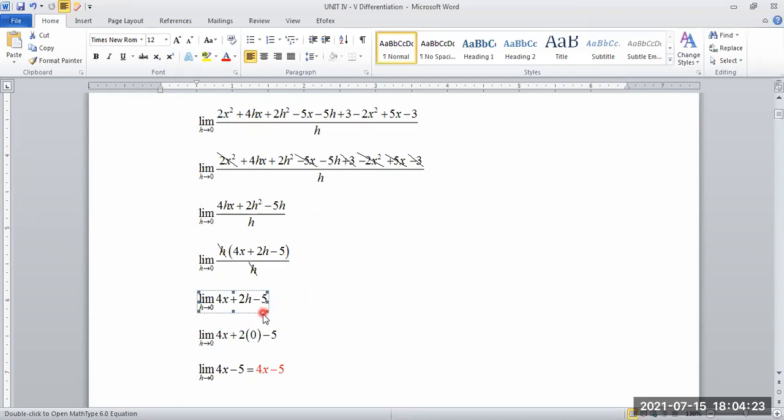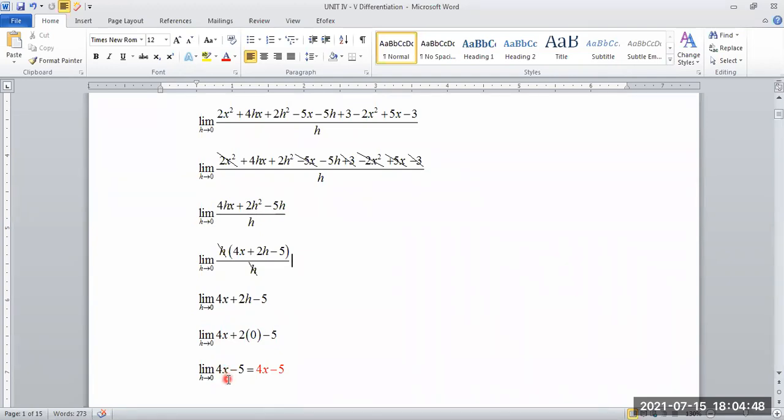All right. So now what you're going to have is, as h tends to 0, anywhere in the function you see h, you're going to put it equal to 0. So see here, 2 times 0. So I'm going to be left with 4x minus 5. So I put 4x minus 5, and then I'm finding the limit.